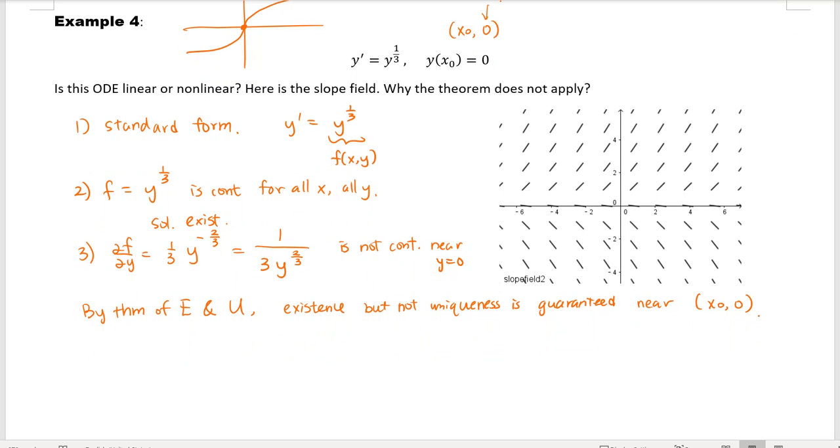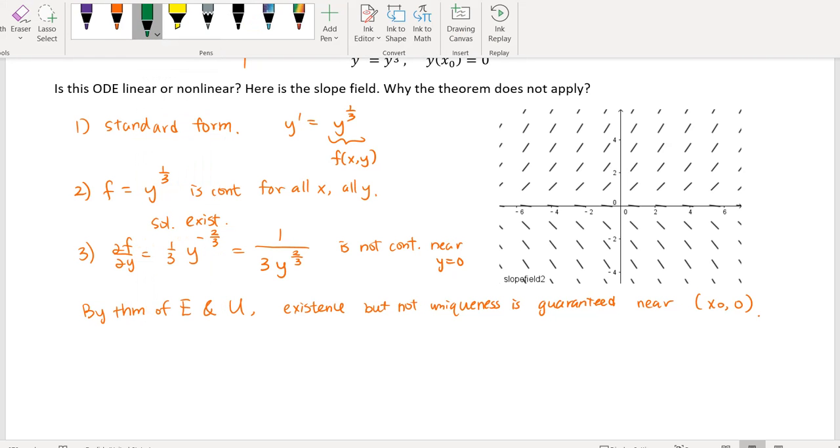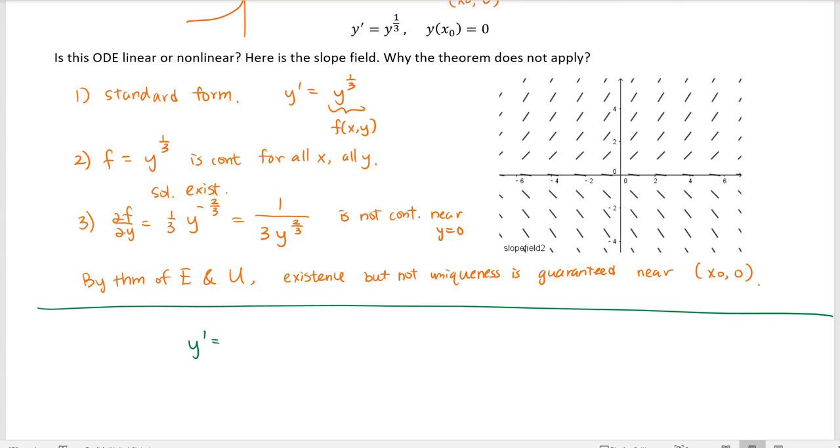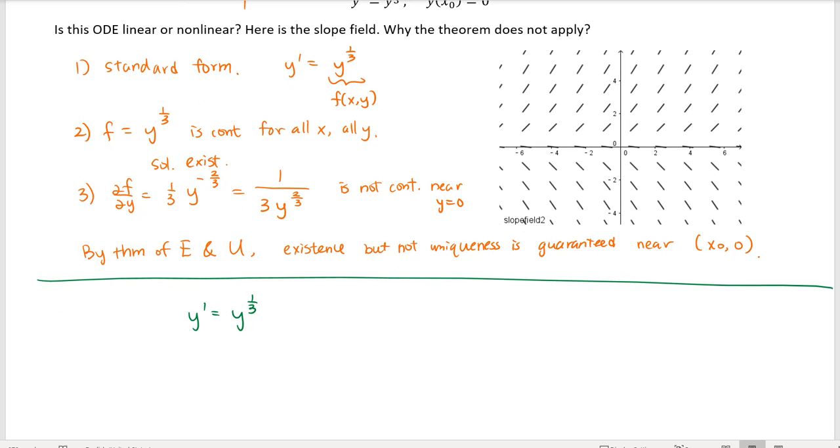So let's look into this differential equation. Let me try to solve it and let's see what happened. Let me use a green color. All right, so now we have y prime equals y to the 1/3. Now this guy is separable, right? So we can divide both sides by y to the 1/3, and we get y to the minus 1/3 times dy dx.